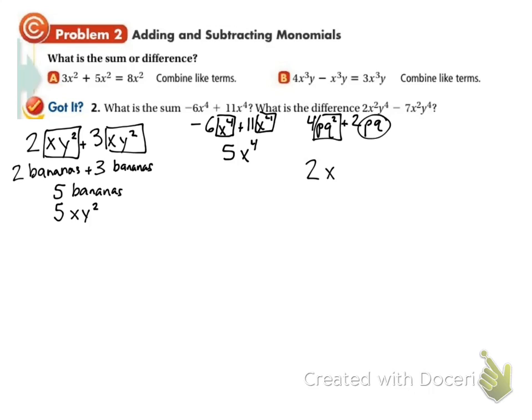Let's try their last problem there. 2x squared y to the fourth minus 7x squared y to the fourth. So these two things are the same. So 2 minus 7, that's negative 5, and we can stick on the x squared y to the fourth.